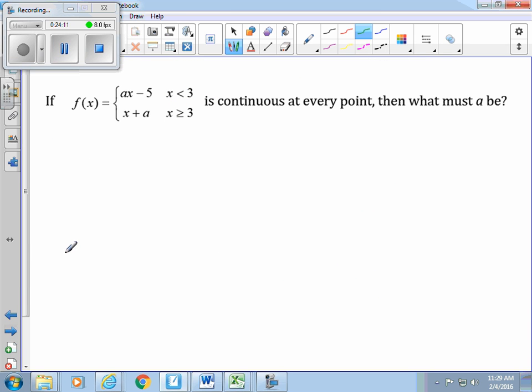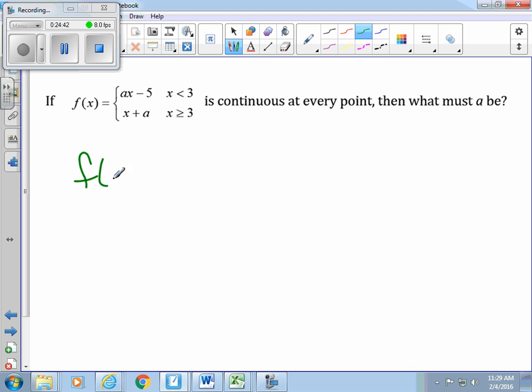Okay, this is a very common calculus question on AP problems. If f of x is this piecewise function, and it is continuous at every point, then what must a be? So it's saying it is continuous. What is a? Any ideas on an approach for that? Okay, plug in 3 where? For x in both of them?